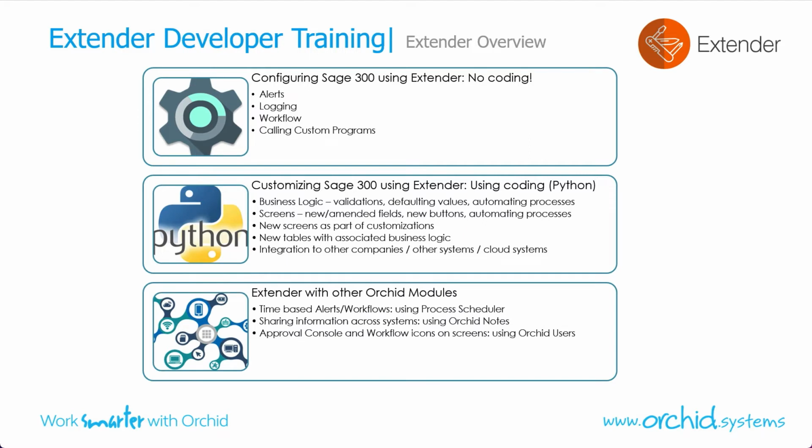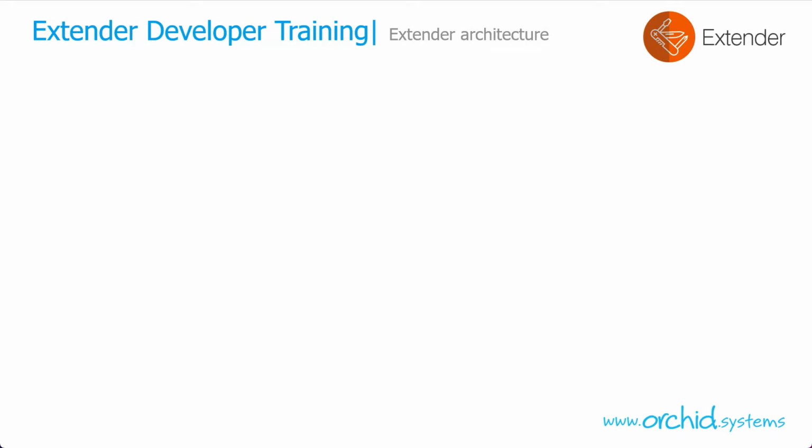And you can use Extender with Orchid's modules like Process Scheduler, where you can schedule time-based alerts or workflows to be started or progressed. You can share information across systems using Orchid Notes. And now let's look at how Extender does this.